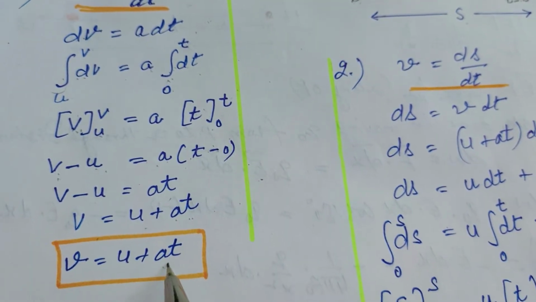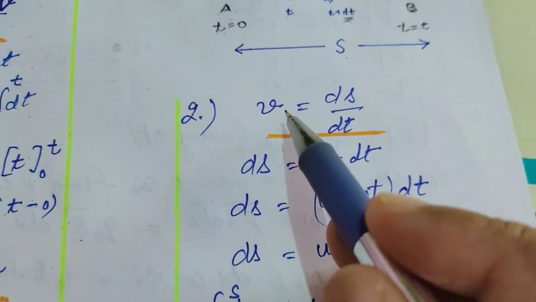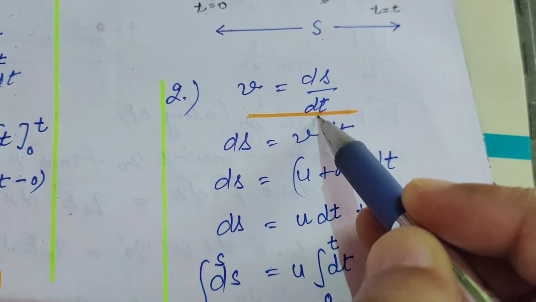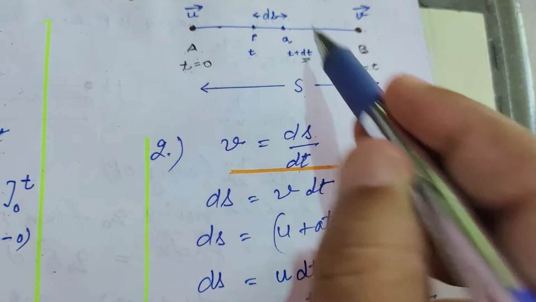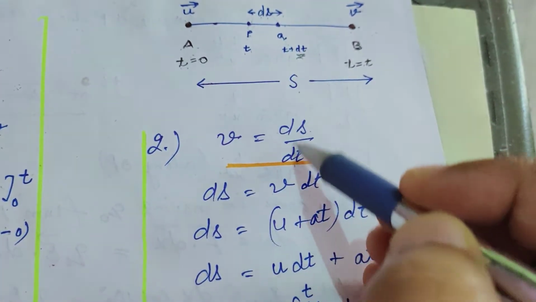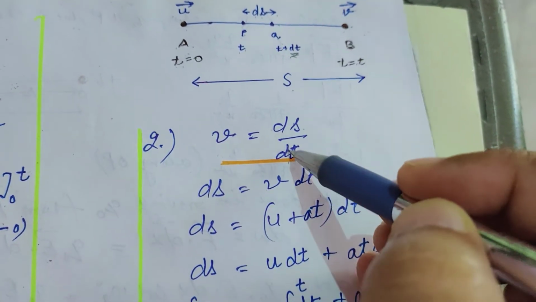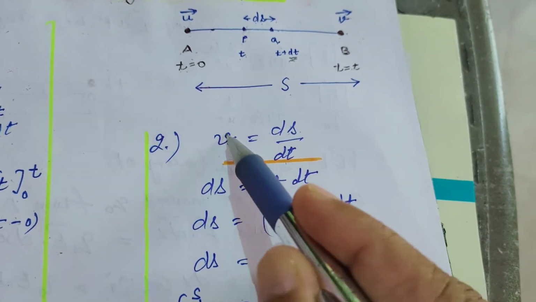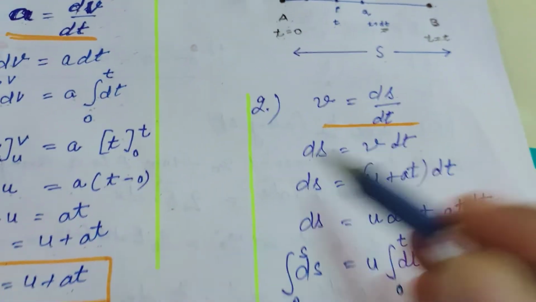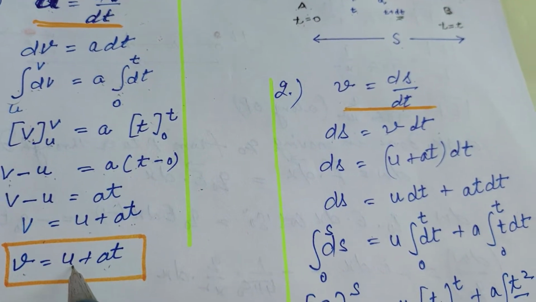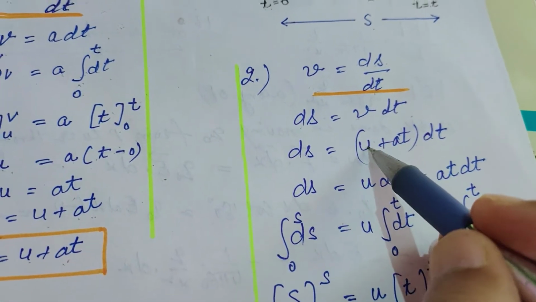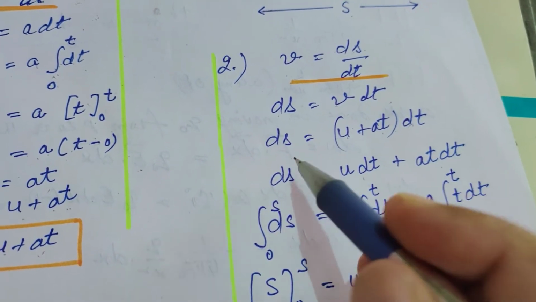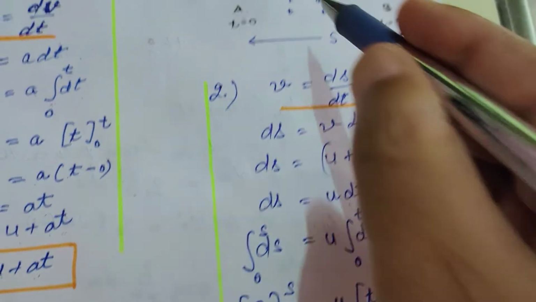You can follow this. After that, again, what is the definition of velocity? It is change in displacement with time. So the small displacement was ds and the time interval was dt. Cross multiplying, ds is v dt. For v, I can use u plus at in its place. So u into dt, u dt, and at into dt, at dt. So this is the small displacement ds.